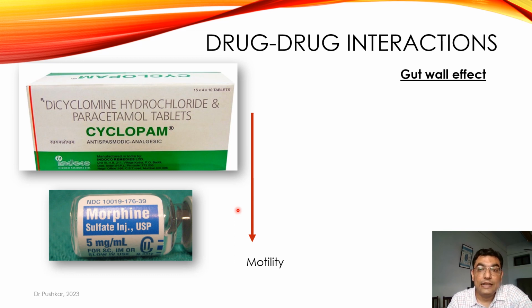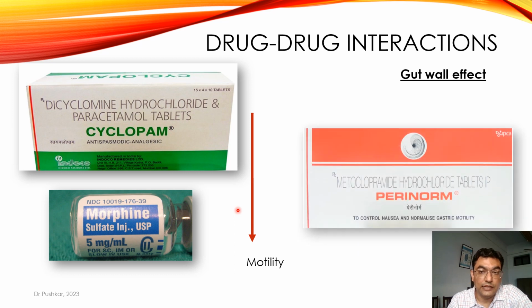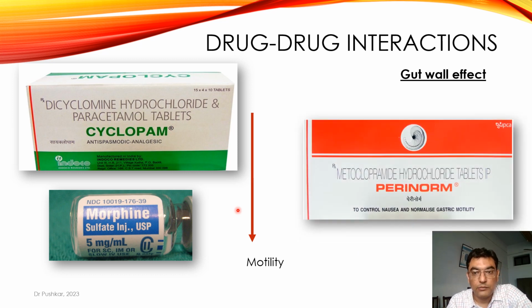Similarly, if we increase the motility, such as with metoclopramide, which is used for nausea, it will increase the motility, and so it will also have an effect. So these drug interactions are also very important to understand, and this is known as the gut wall effect, because these drugs have an effect on the gut wall.